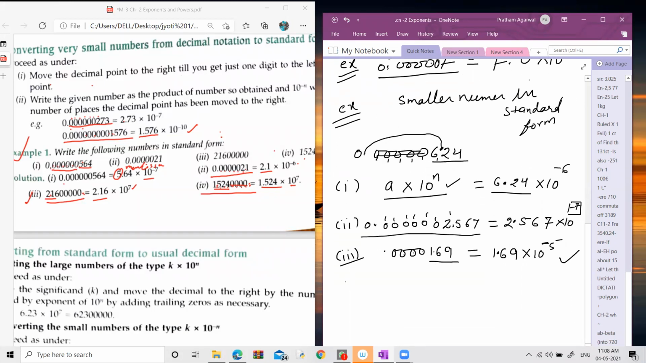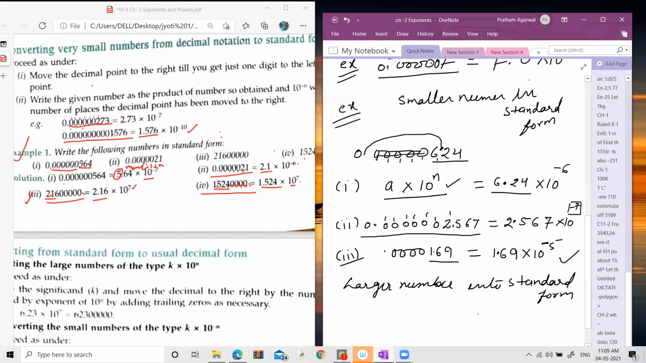Now I'm going to explain how to write the larger number into the standard form. Okay, so what we have to do, let's see. Let's take any larger number. Suppose I'm taking 2, 1, 6, 0, 0, 0. Any larger number you can take.